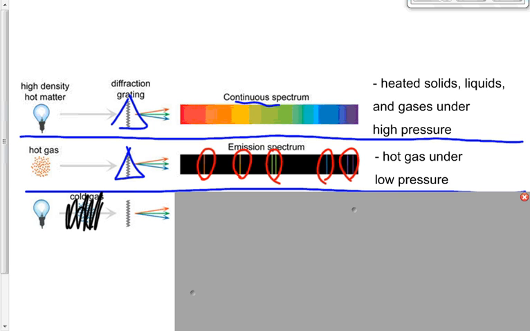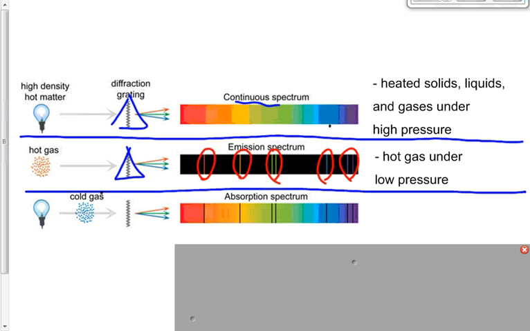But as soon as we introduce that cold gas, what do you think that cold gas does? Yeah, it absorbs photons. And as it absorbs photons, electrons will jump to higher levels. So what do we get over here? Well, we get the continuous spectrum minus whatever photons were absorbed. Tell me what photons were absorbed here.